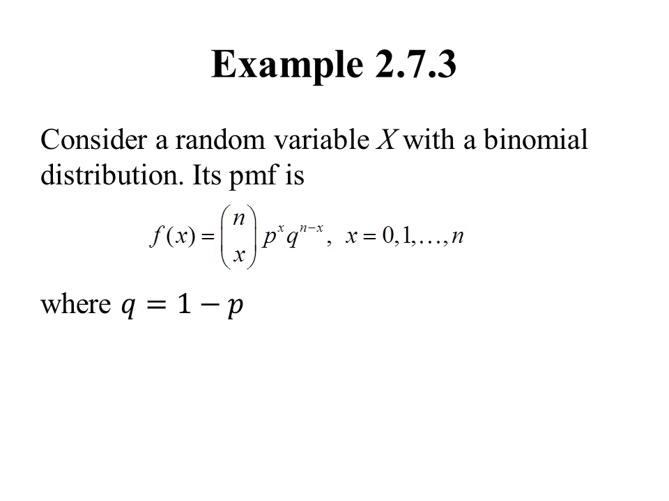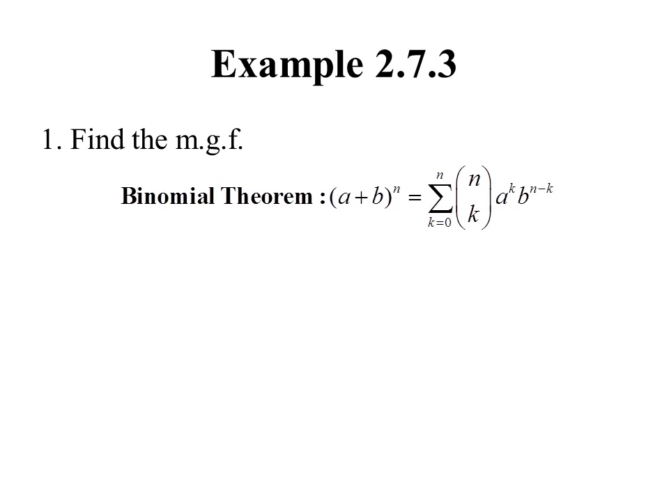What we want to do in this example is, first of all, find the moment generating function, and second of all, use that moment generating function to find a formula for the mean and variance of this random variable in terms of these parameters p and q and n. Okay. So first of all, let's find the moment generating function.